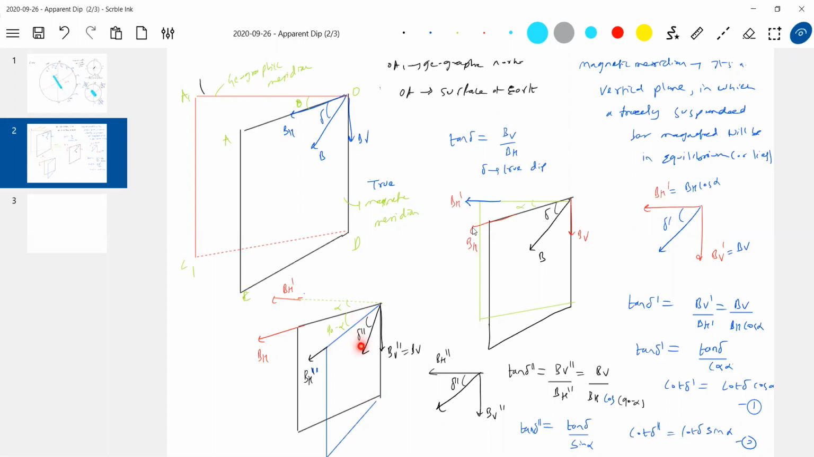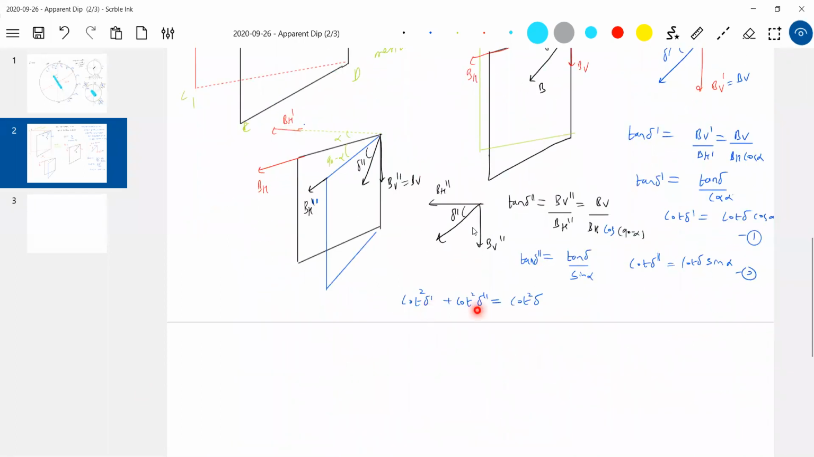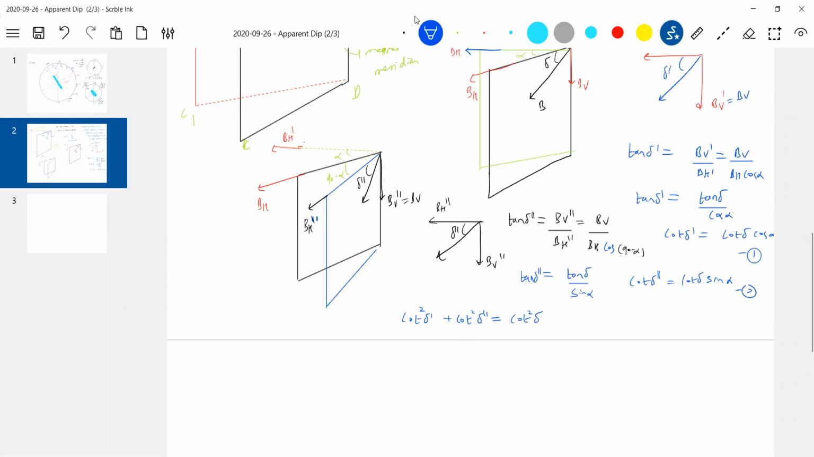Then I'll measure this delta double dash. I know this delta double dash is again an apparent dip. It's not a correct dip. Delta dash has some error, delta double dash has error. But when I substitute those values in this, I'll get the true dip here. So what are delta dash and delta double dash? They are the apparent dips. And what is delta? Delta is the true dip. Are you able to understand now?